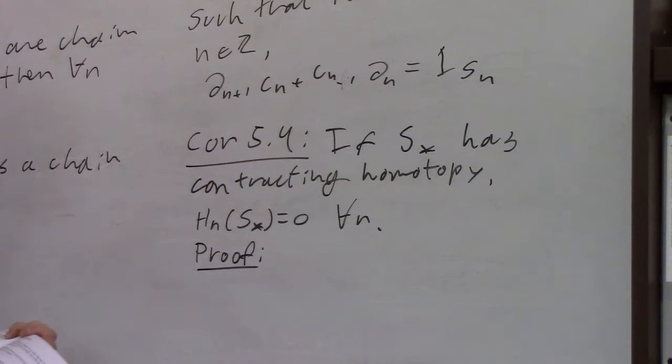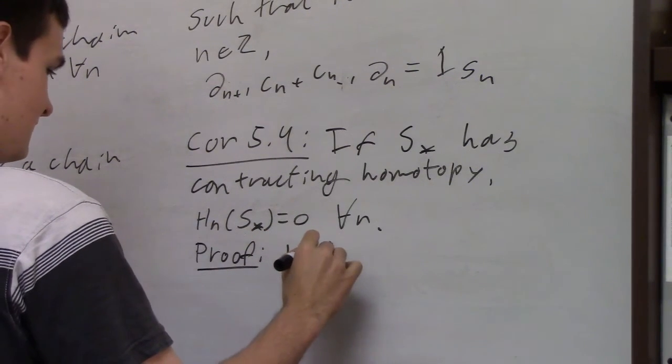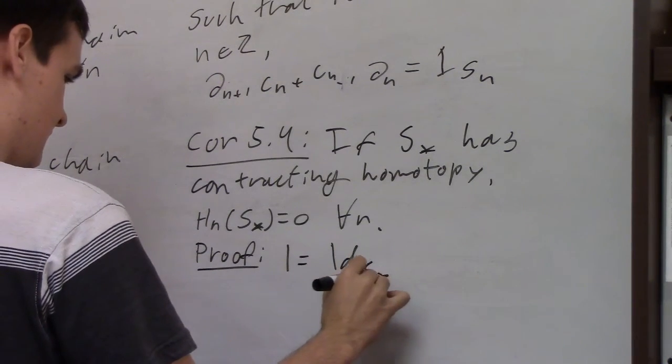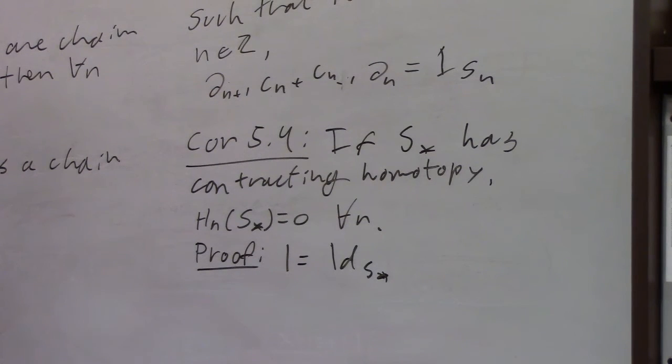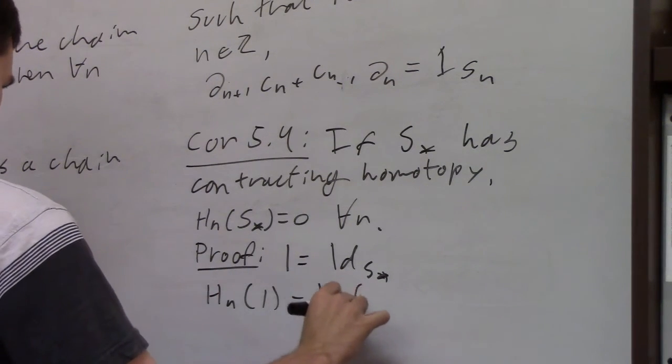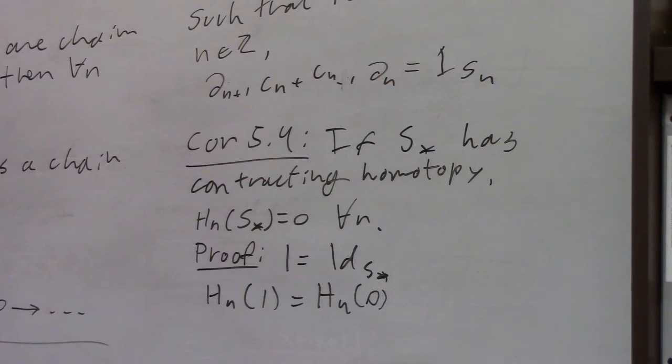Let's see here. So they say if 1 is the identity on S, and of course they use 0, 0 also is the 0 complex, which I don't think they explicitly mention anywhere. So, by theorem 5.3, part 1, because a contracting homotopy is a chain homotopy between the identity and the 0 map, we get h n of 1 is equal to h n of 0 for all n. Then, because h n is a functor, it has to send the identity to the identity.